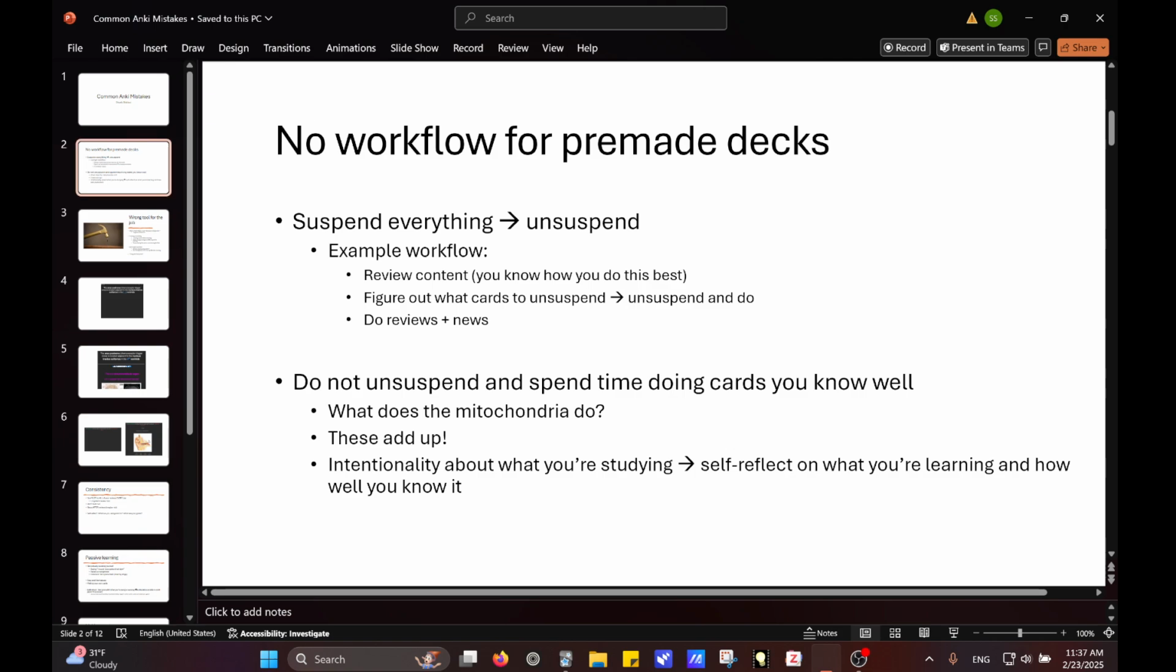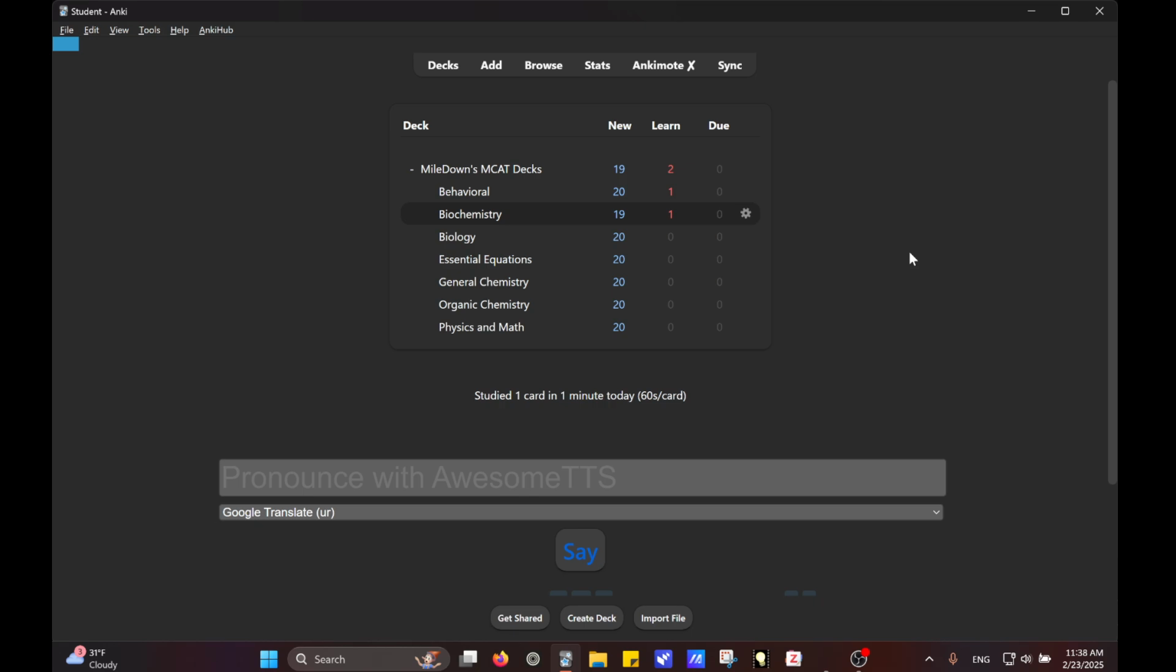So the first issue I've seen, and this is mostly with people who just try and jump into things and figure them out by themselves, is people don't have a workflow or strategy for how they're going to tackle these pre-made decks. So to illustrate this point, I've downloaded the MileDown MCAT deck, and when you download it, it'll look sort of like this.